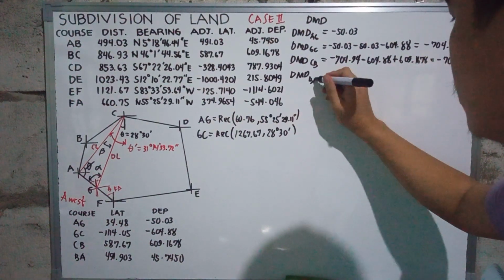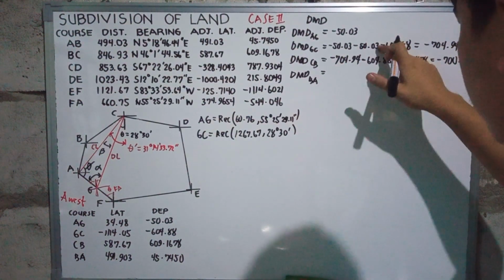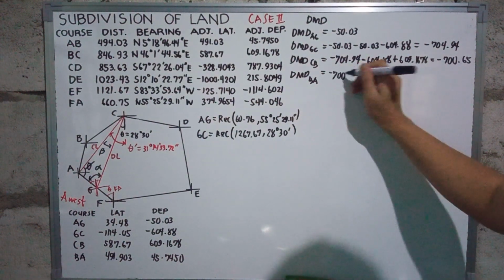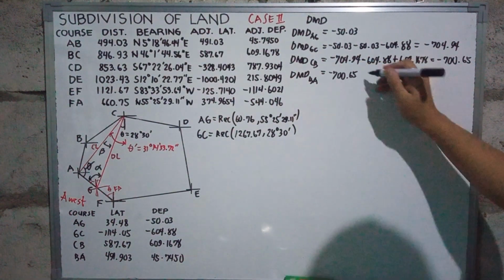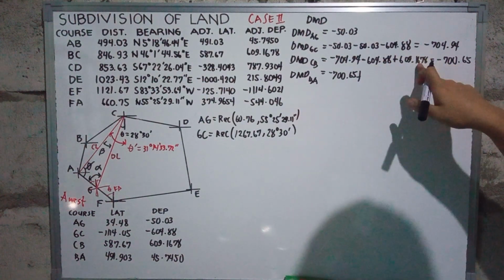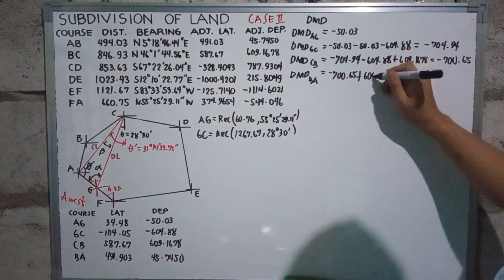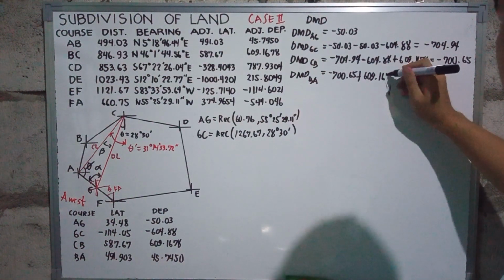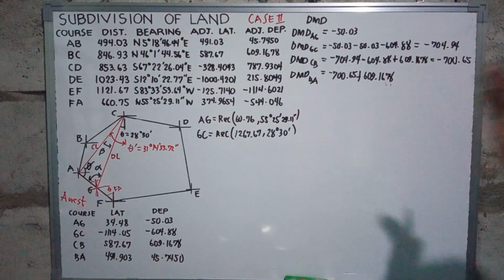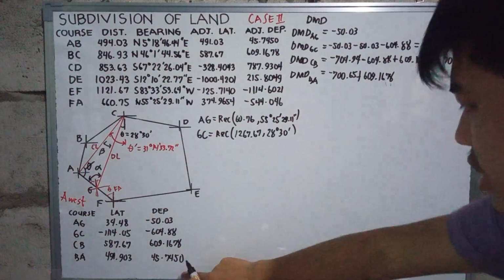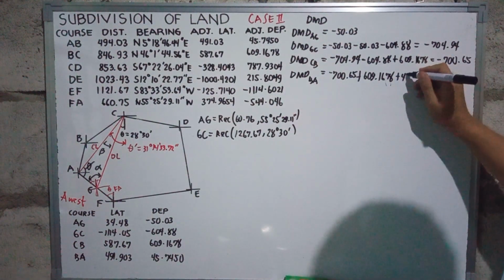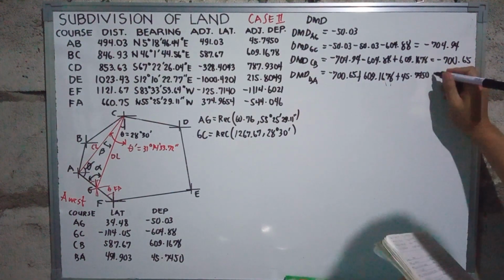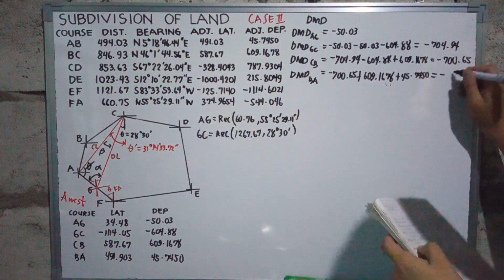So, copy lang natin yung DMD ng preceding, which is negative 700.65 plus yung departure ng CB, which is equal to 609.1678, plus yung departure ng BA natin, which is equal to 45.7415. So, yung makukuha natin dyan is negative 45.74.